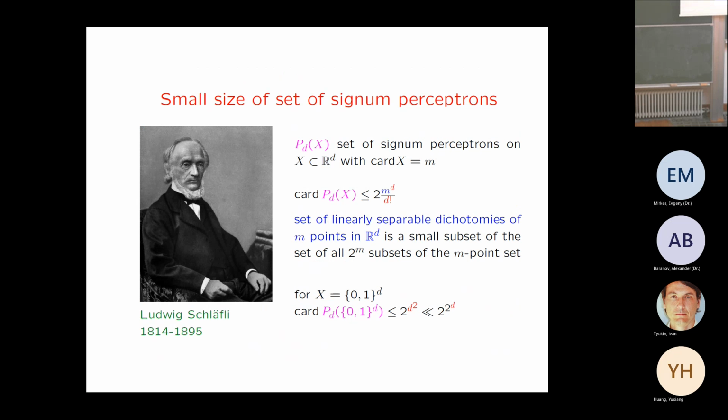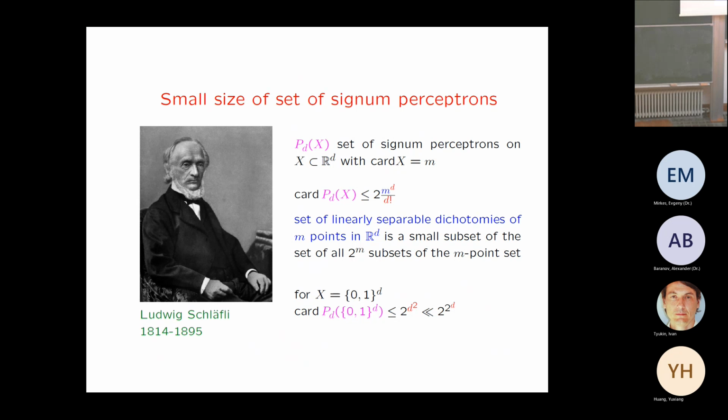And here we go back to history, because this is Schläfli, who lived already in the 19th century, and he was interested in finite dimensional geometry. He estimated the size of the set of, say, suppose you have m points in d-dimensional space. The number of subsets is of course 2 to the m, but how many of these subsets can be created by cutting the set of m points into 2 halves by a hyperplane? And not too many, much less.